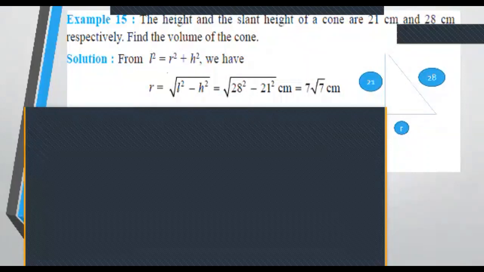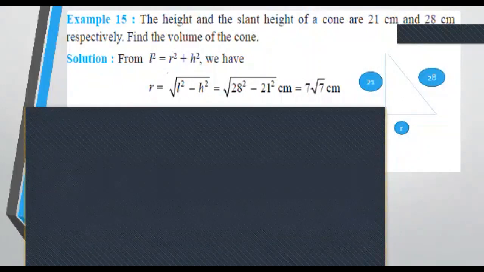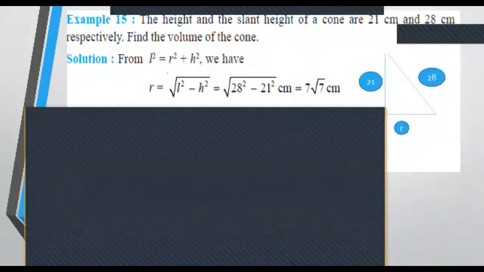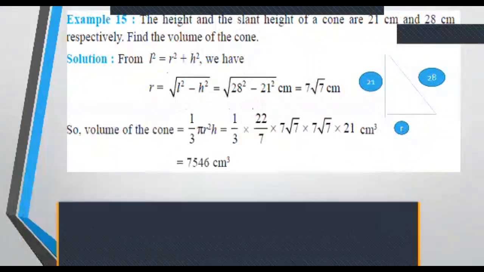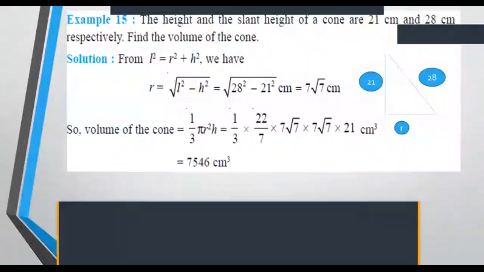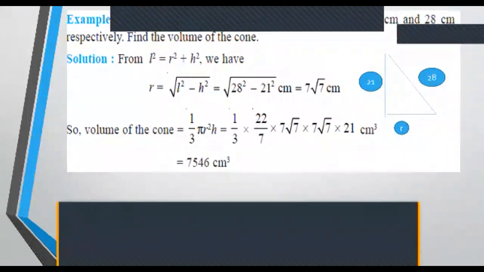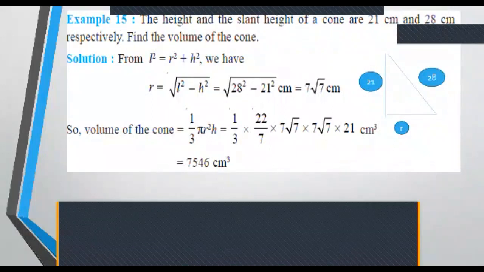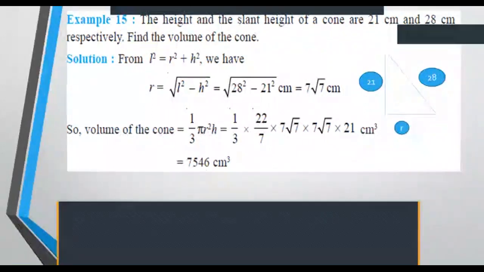Now put it into the volume of a cone. That's 1/3 pi r square h. And give me the answer. Ma'am? Yes. The volume is 7,546 centimeters cube. Yes, 7,546 centimeter cube. Done, all of you? Shall I proceed to the next slide? 1 second. Yeah, that's fine.